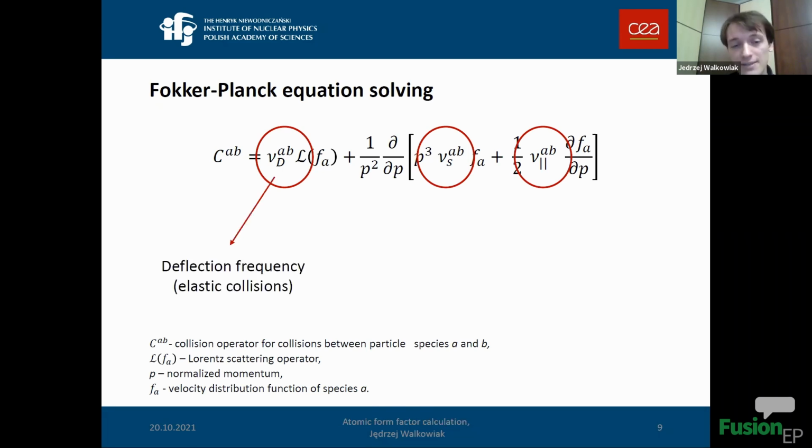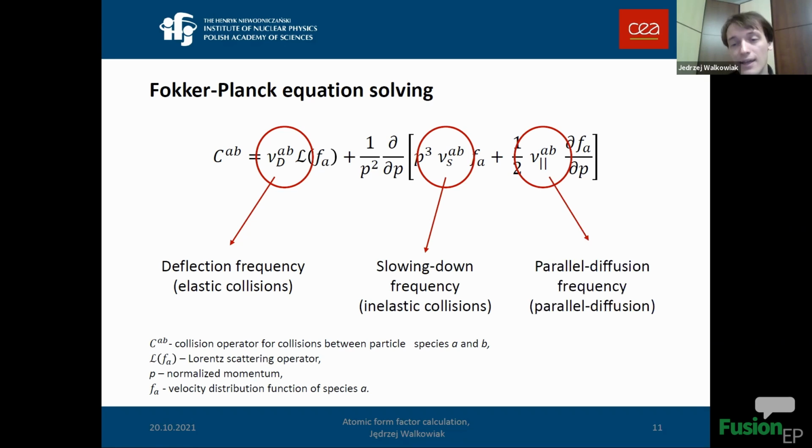First, describe the elastic collisions, and the main parameter here is the deflection frequency. The second part describes the inelastic collisions and is defined by the slowing down frequency. And the last part is about the parallel diffusion part of the equation.